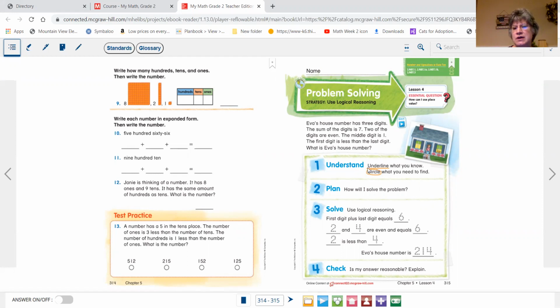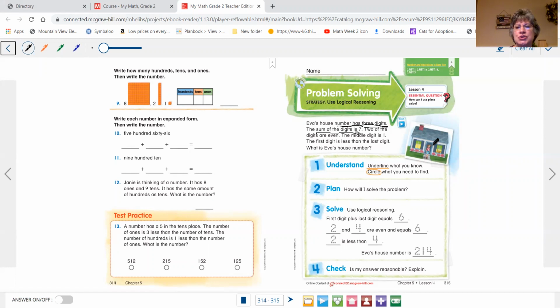So the first thing we're going to do to understand it is, remember, we always underline and circle our information. So we're going to underline what we already know, circle what we need to know. So I'm going to go over here and grab a pen. Okay, so Eva's house number has 3 digits. I'm going to underline the number has 3 digits. Okay. The sum of the digits is 7. Remember, sum is an answer that we get when we add numbers together. That's important too. The sum of the digits is 7.